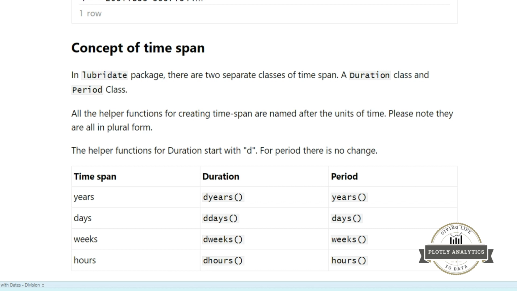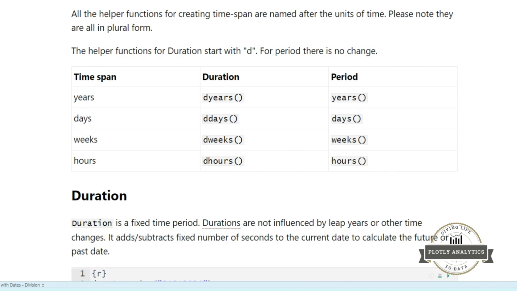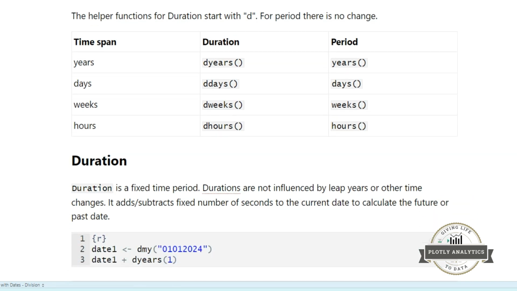Now let's try to understand the fundamental difference between the duration and the period. Okay, now duration is a fixed time period. That means durations are not influenced by leap years or other time changes. We can say that duration follows a stopwatch concept of time span. So it adds or subtracts a fixed number of seconds to the current date to calculate the future or past date.